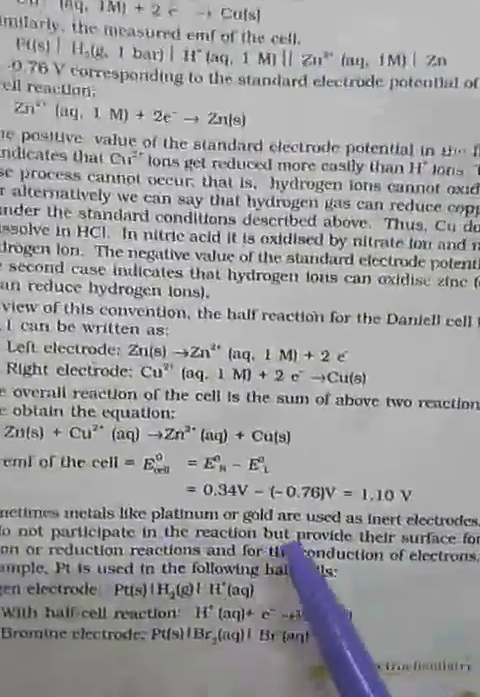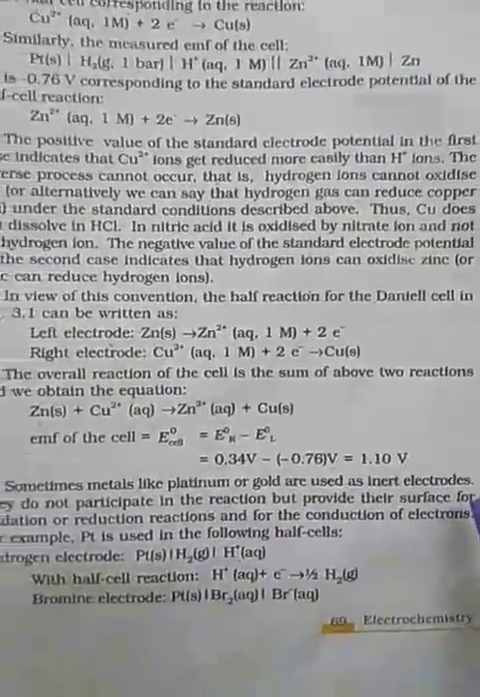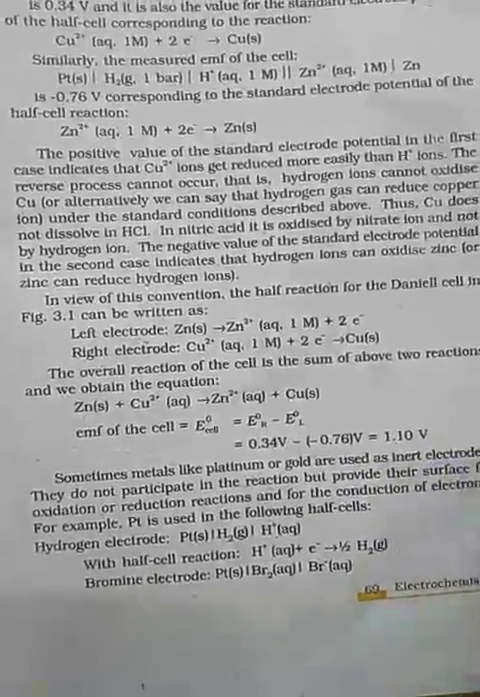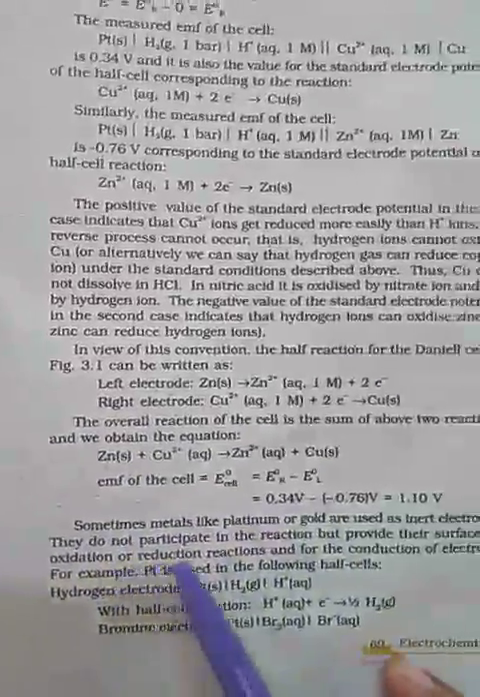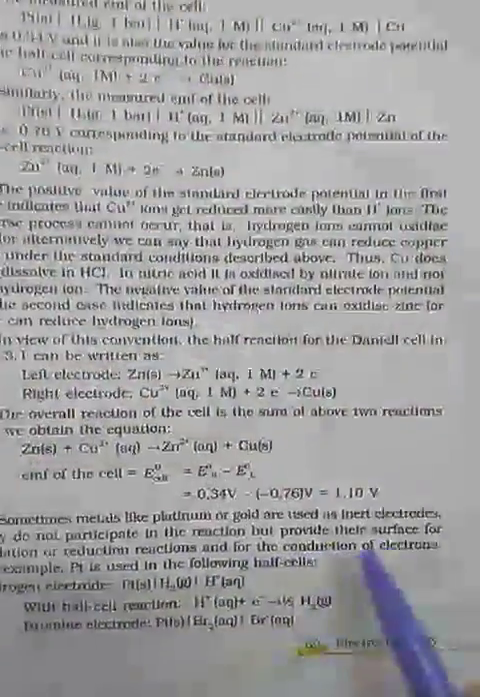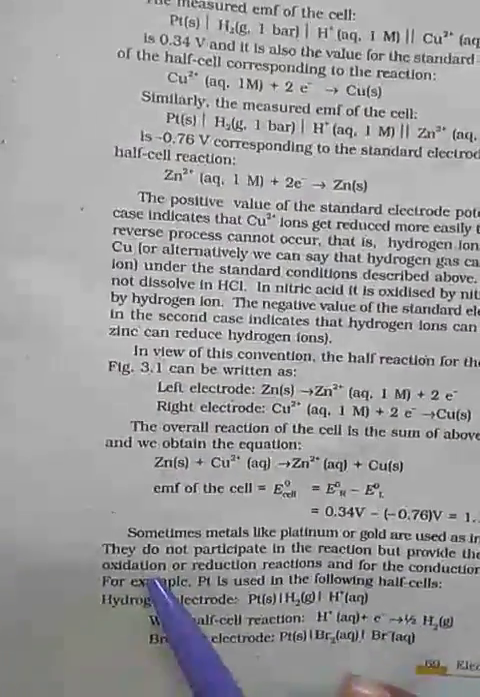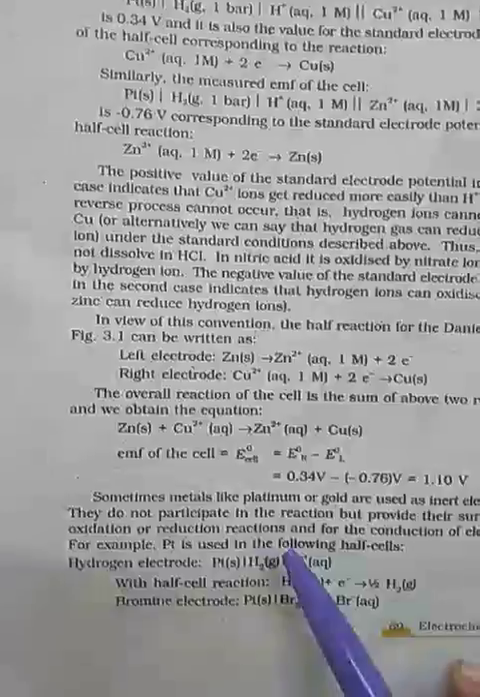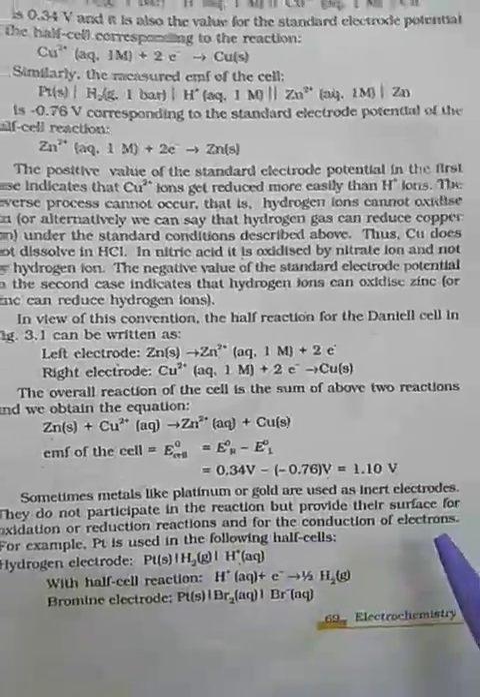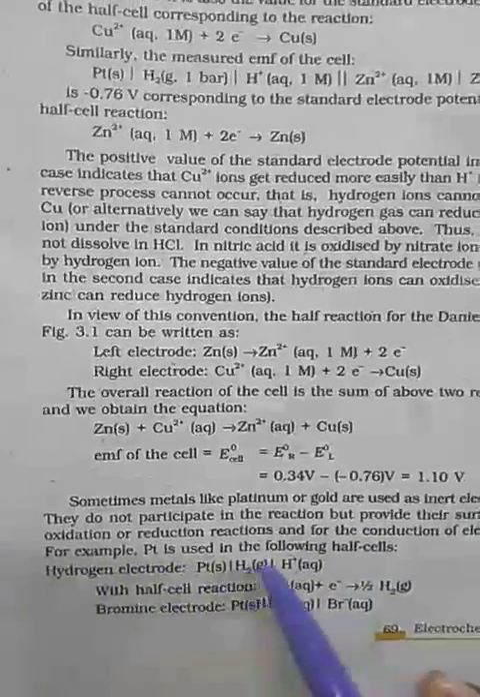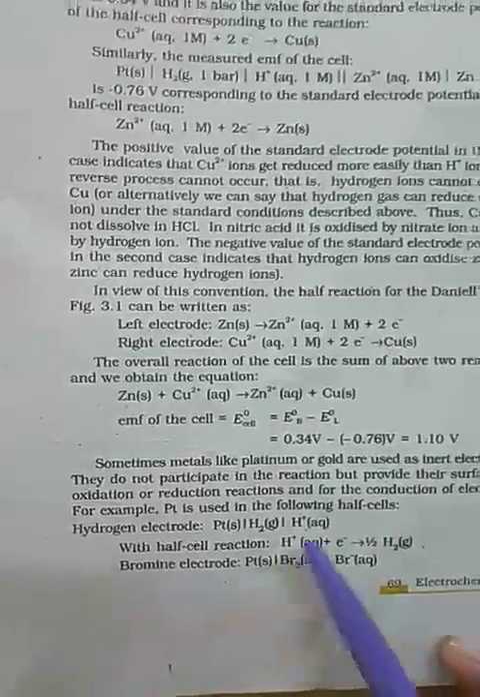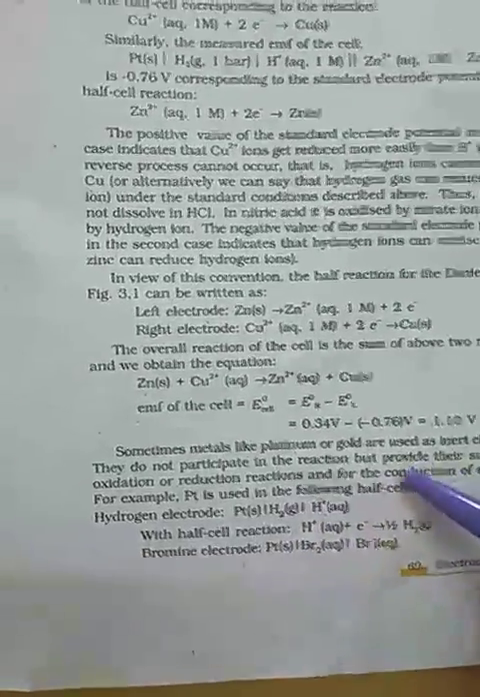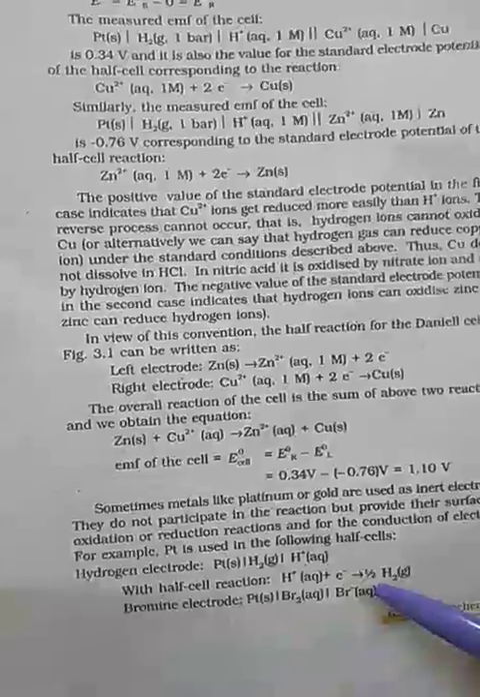Sometimes metals like platinum or gold are used as inert electrodes. Inert electrode means they don't react, they are only used to connect. They do not participate in the reaction but provide their surface for oxidation or reduction reactions and for the conduction of electrons. For example, platinum is used in the following half cell. Earlier in 11th also you learned how inert electrodes work.